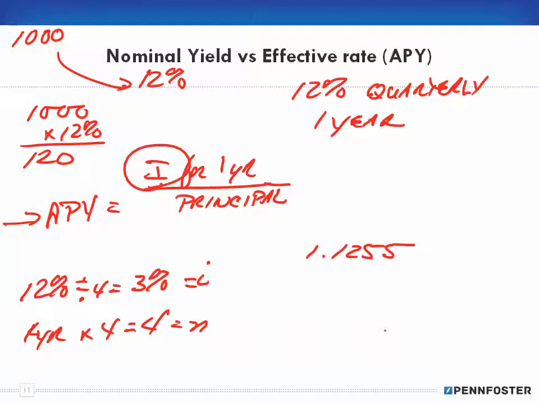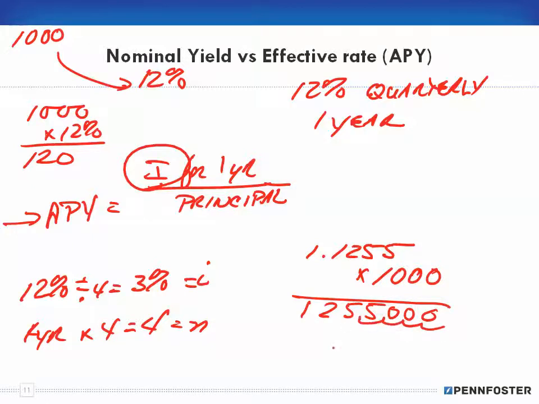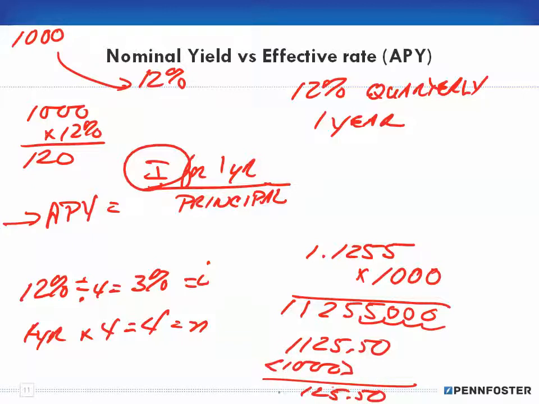All right. Now, in order to figure out my APY, I need to know what my interest is. Well, if that's my factor, and I borrowed $1,000, I'm going to multiply that. And that's going to be 1, 2, 3, 4. Oops. So I end up with $1,125.50. And I subtract out the $1,000 of principal, which means my interest is $125.50.